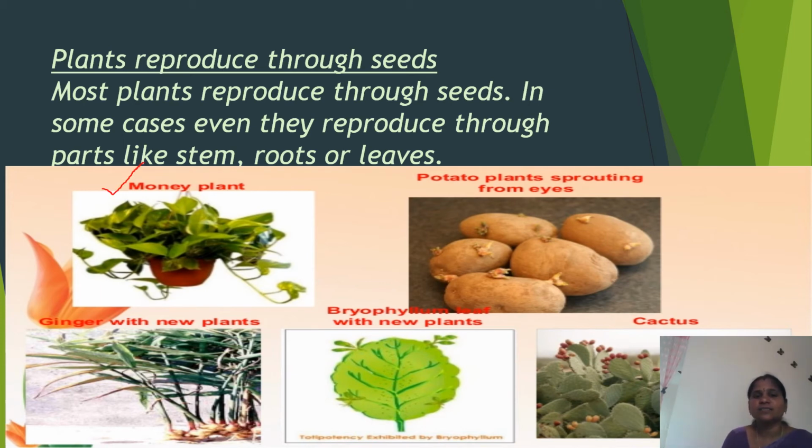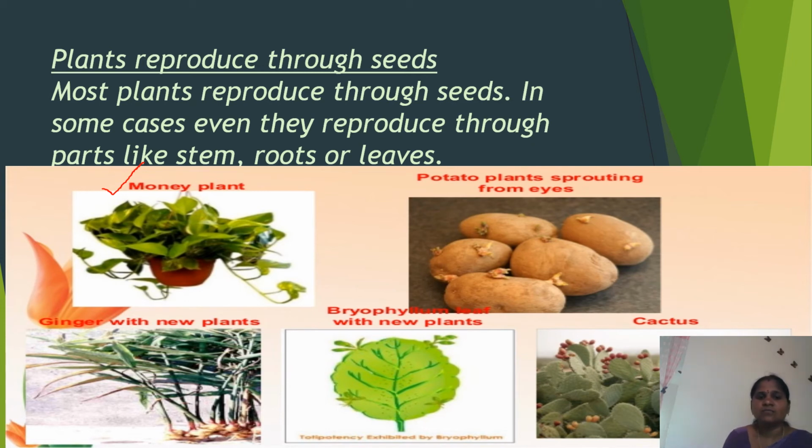Where do we find it? In so many of our houses we have that money plant. Am I right? How will it reproduce? Does it have any seeds or any flowers? No. It will reproduce through the stem. What about potatoes? Potato plants sprout from the eyes. They have small holes, eyes. It will come out through those eyes, which we call buds. So through the buds the potatoes can reproduce.